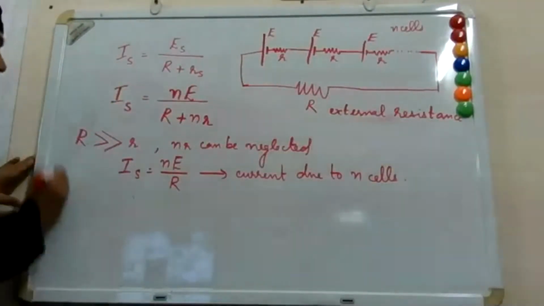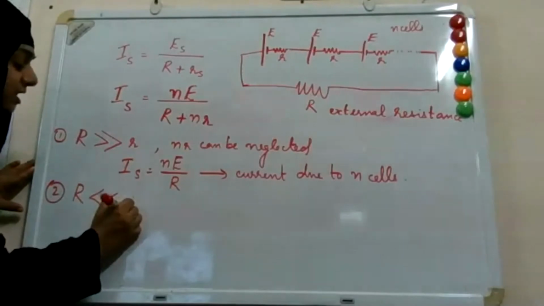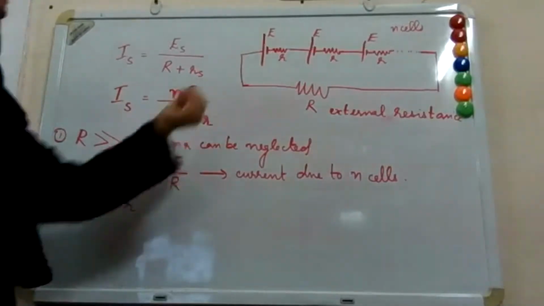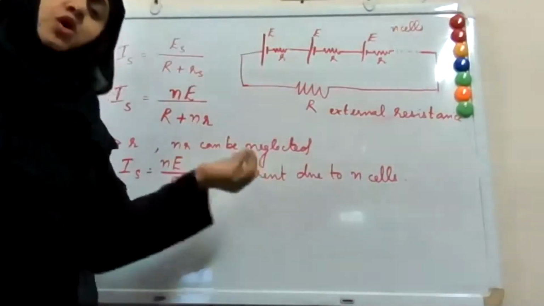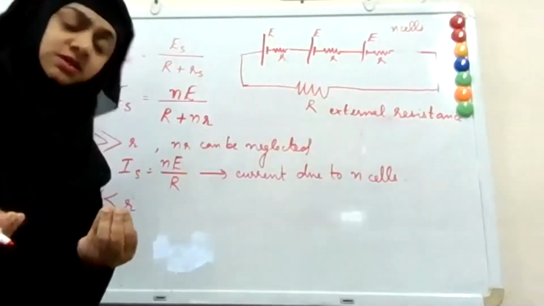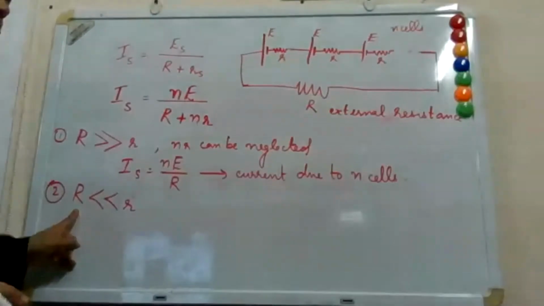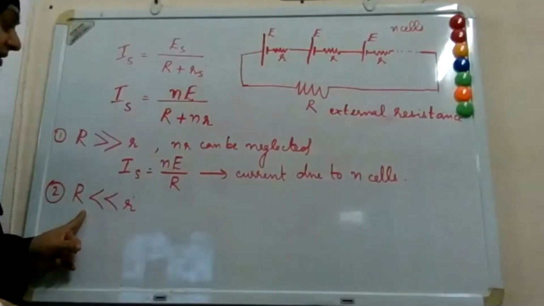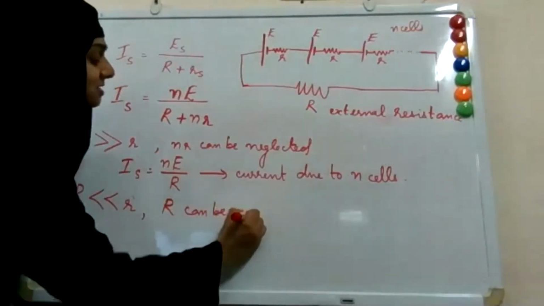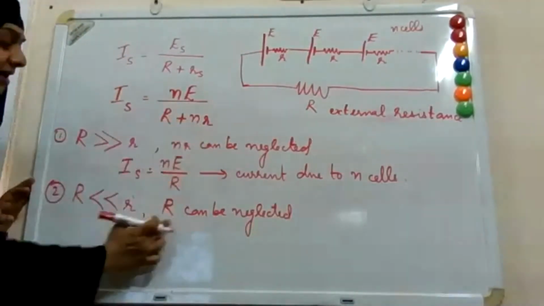Let us take the other case. This is case 1. Now case 2. If capital R is very much less than small r, this is a very rare case. Usually the internal resistance of the cell will be very small compared to the external resistance. But there can be some exceptional cases where the external resistance is very small. What will happen in that case? In that case, you can neglect R. R can be neglected compared to nr.